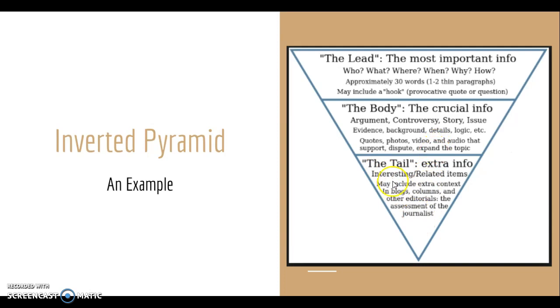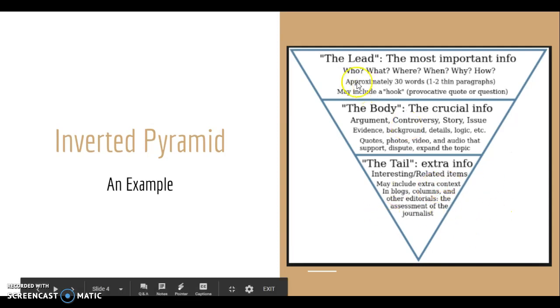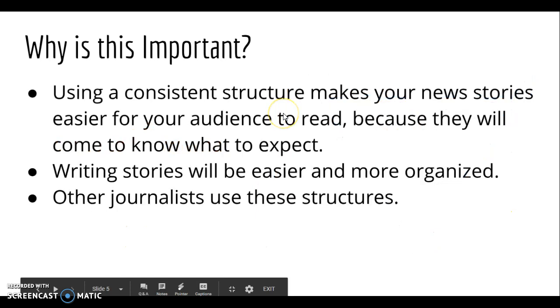And then the last thing is, sometimes they call it the tail, but like the end of your story is just extra stuff. The reader doesn't necessarily have to know this information to understand the story, but it's just good to add. So maybe include extra content in blogs, columns, and other editorials. So again, those links to other pages are important. You guys can even link to your Instagram page, whatever it may be. So that is the inverted pyramid.